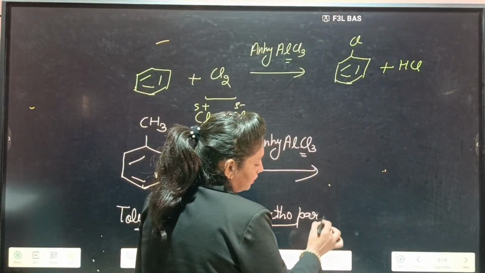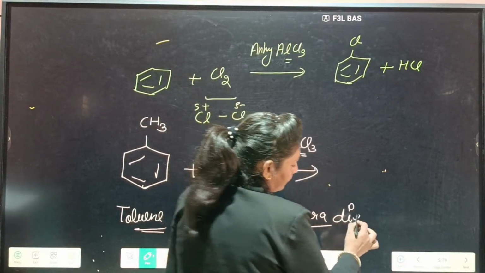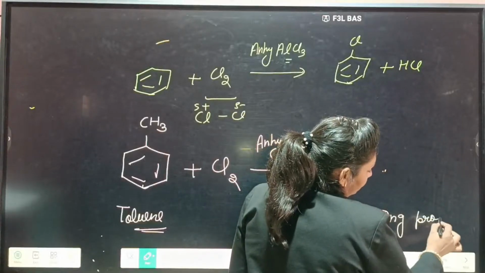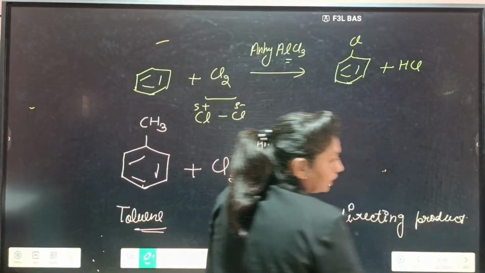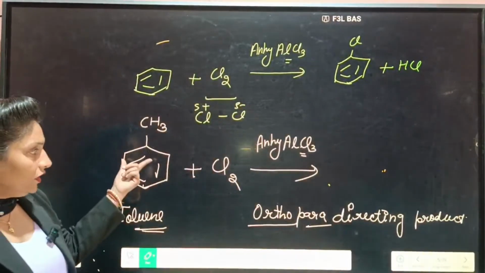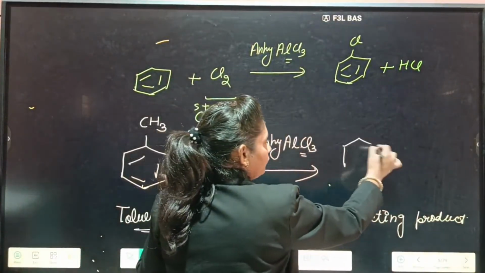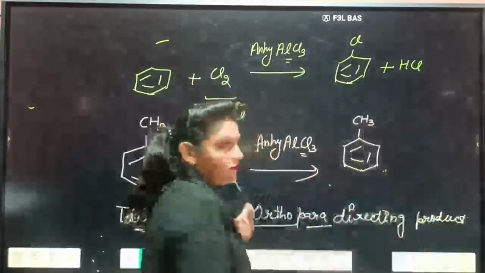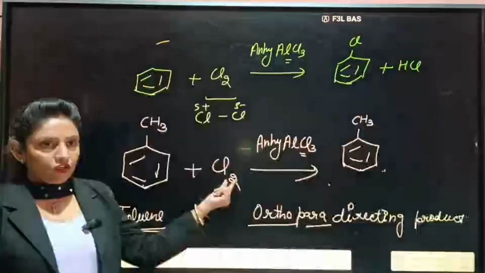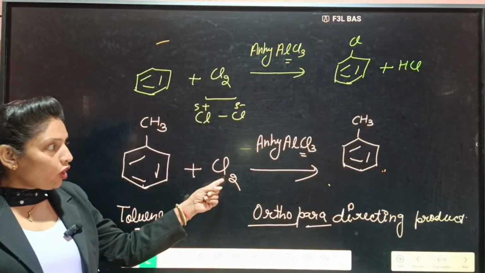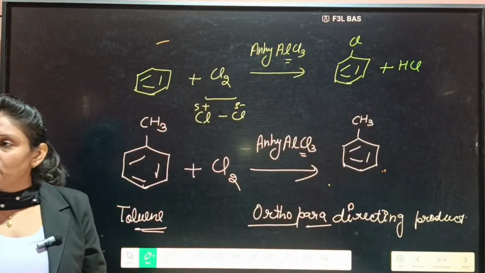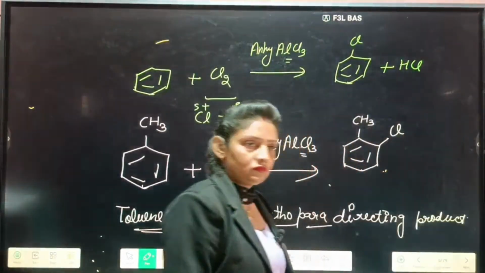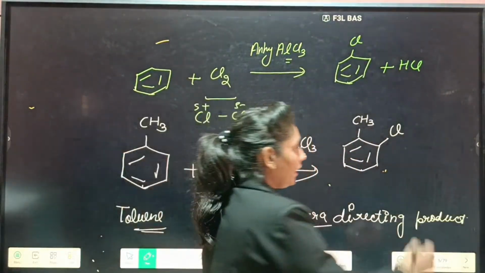Ortho-para directive products. What do you mean by this? You will do the reaction in the same way. Toluene, this chloronium ion, you will attach at the ortho position. Ortho position is the 1-2 position. Either at ortho or at para.